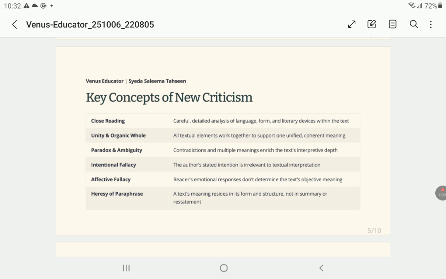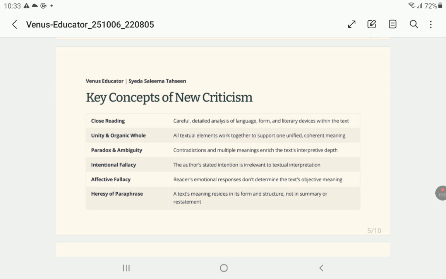Maybe the author is writing in a positive manner, but you know that he was depressed at that time, so you take the meaning of that particular word in a negative way, right? So if the interpretation of a work is based on the author's biography, it will be a subjective interpretation, and subjective interpretations are not allowed in New Criticism.